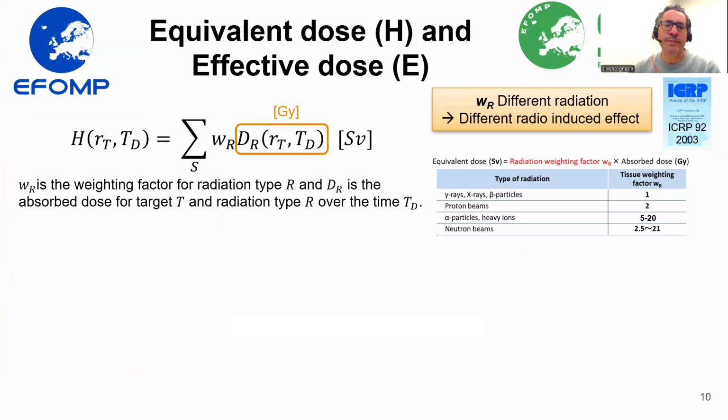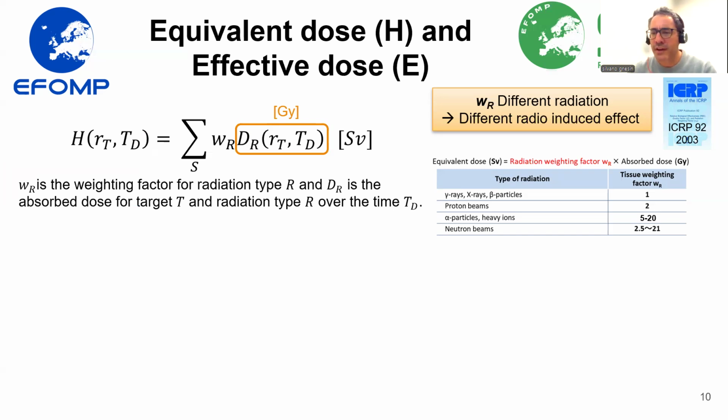Let's move also to the concept of equivalent dose H and the effective dose E that is provided in many of these ICRP publications. The equivalent dose H for a given target tissue is the sum of the absorbed dose, the physical dose that is still in gray, from all the sources that contribute to the dose to the target, weighted by a factor W_R that represents the radio-induced effect of a given radiation R, which can be alpha, gamma, beta particles, ions, or neutrons.